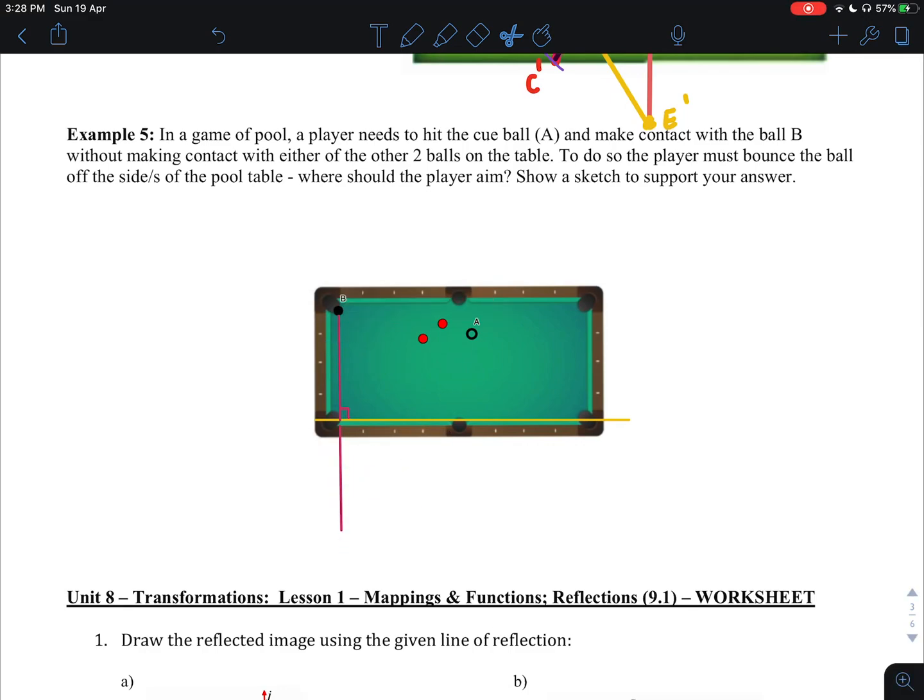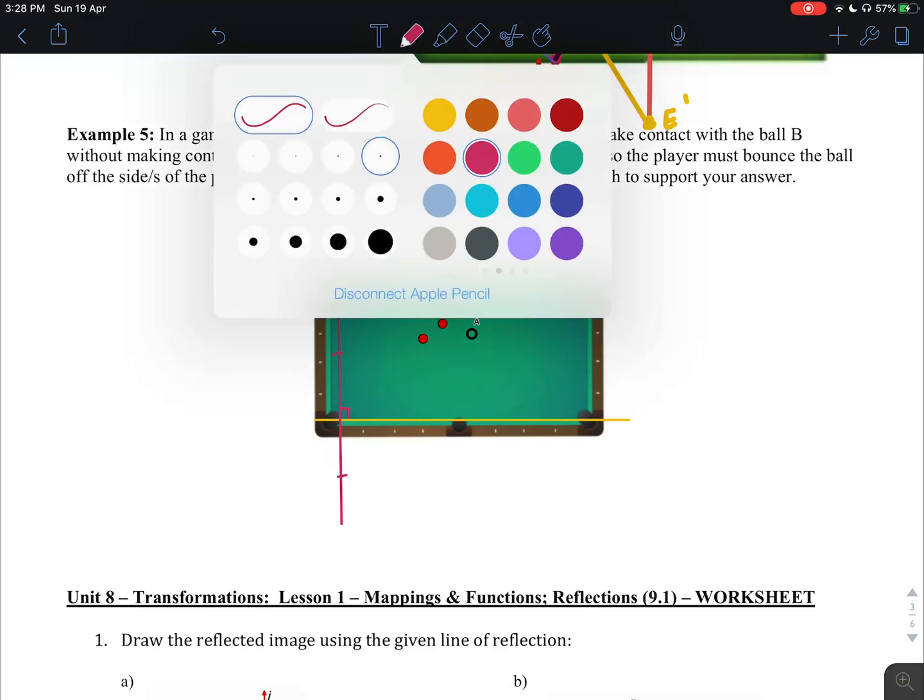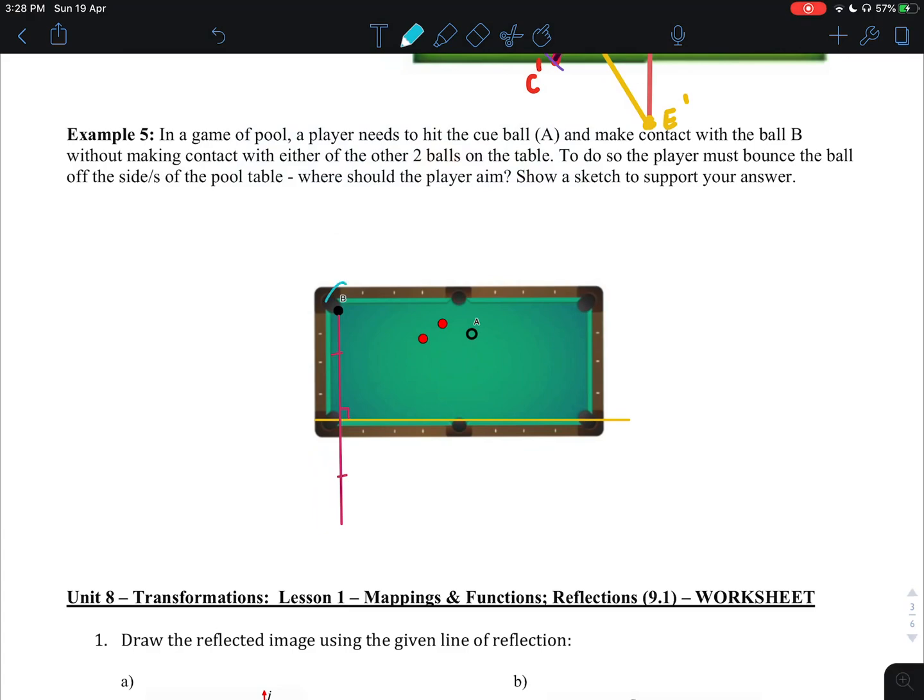I'm going to take that same length on the other side and paste that over there. So these two segments are congruent. Let me draw a quick representation. That over there is point B, and this would be point B prime, the mirror image of B reflected over this line, which is the line that runs along the edge of the pool table where you would bounce the ball.